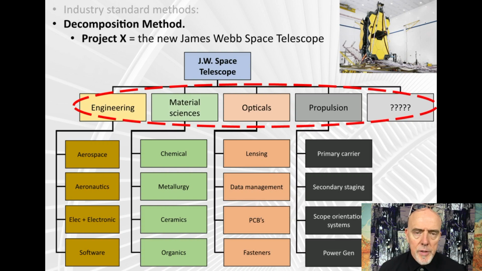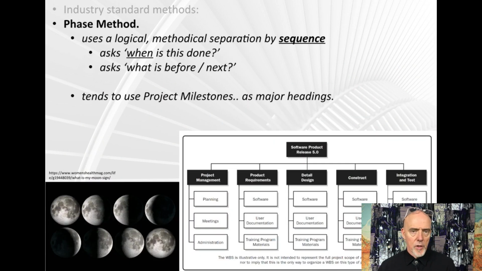A different kind of project is one where we have a sequence involved, and as soon as we have a sequence, the questions change. When we're asking, when do these tasks need to be done? What needs to be done before them to provide the information? What needs to be done after them? This tends to use project milestones, so those significant moments in time, as major headings.